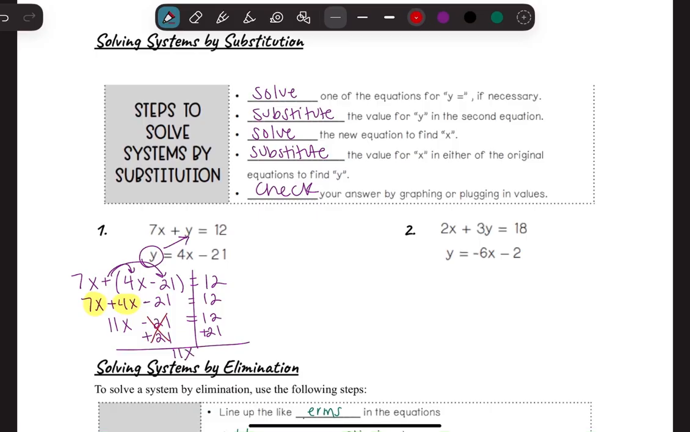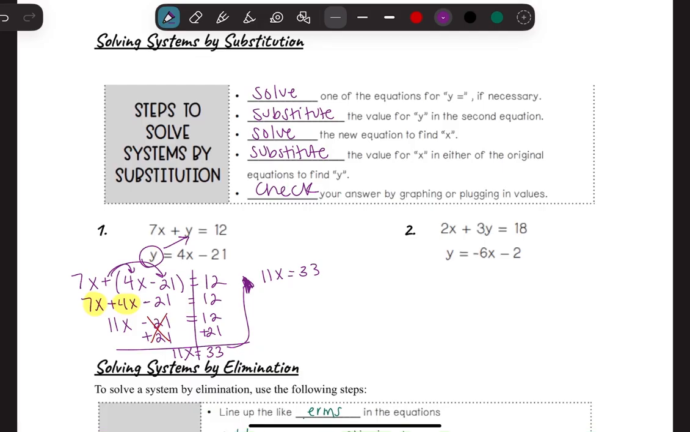The negative 21, positive 21 canceled out. So I'm just left with 11x equals 33. I'm going to drag this over here so we can have more space. So basically I have 11x equals 33.